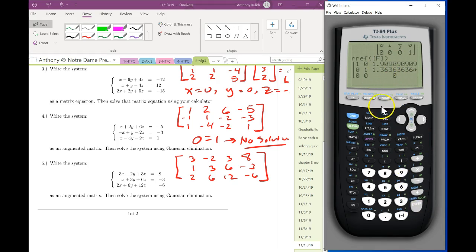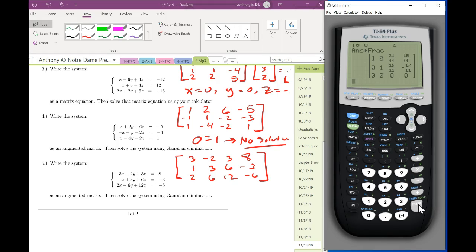Again, I'm getting some kooky decimals here, so I'm going to use the math button and then select the fraction command to have the calculator rewrite this as fractions instead of decimals. It makes my life a little bit more convenient as I can see the whole matrix and it's not hanging off the end of the screen.